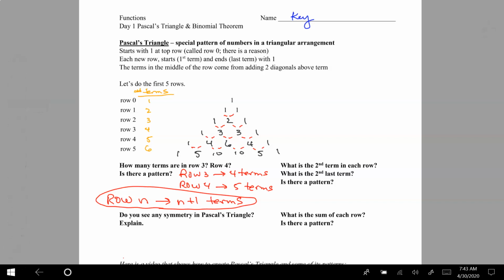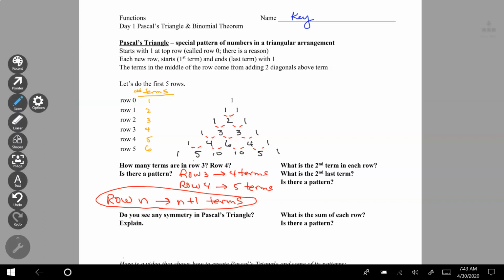Is there another pattern? What is the second term in each row? What is the second last term in each row? Well, if you look at row 5, the second term is 5, the second last term is 5. So the second term equals the second last term is equal to the row number, which we're just calling n.